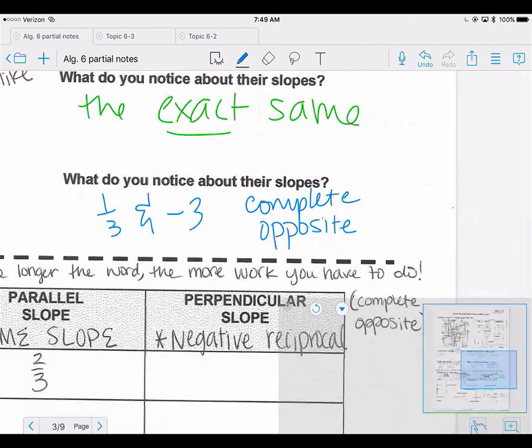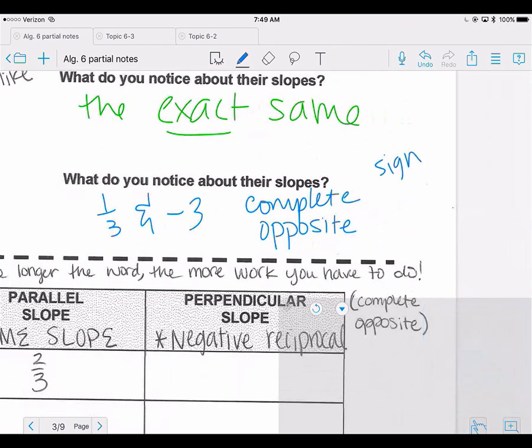So we could say that the sign changes and the number flips. Now some teachers like to call this a flop, a flip, and an opposite. So if your teacher calls it that, that's what we're talking about here.